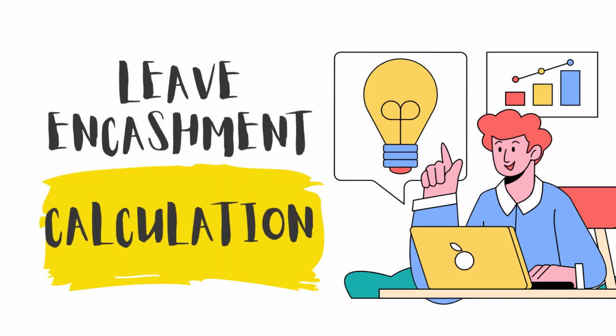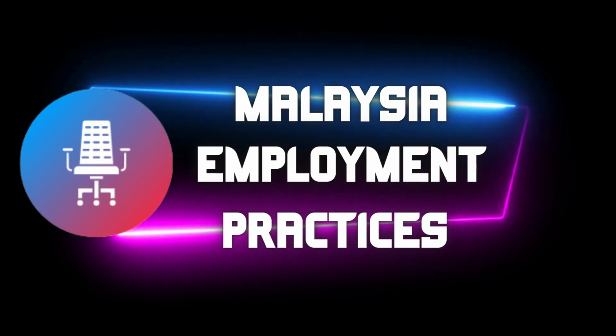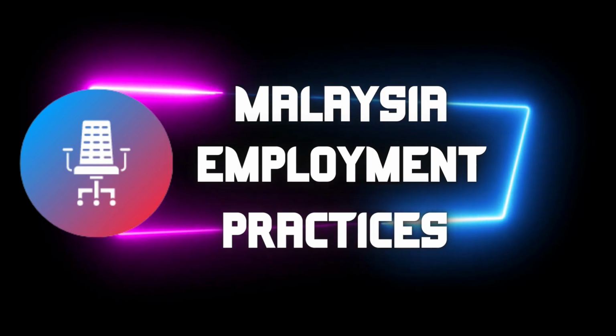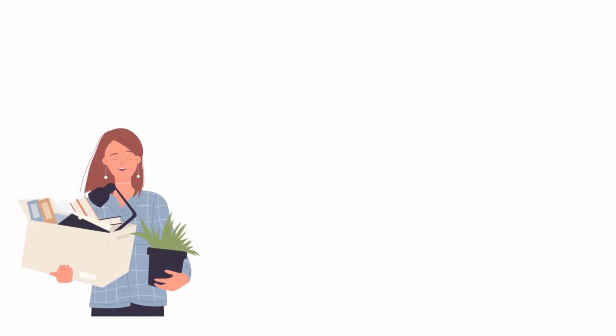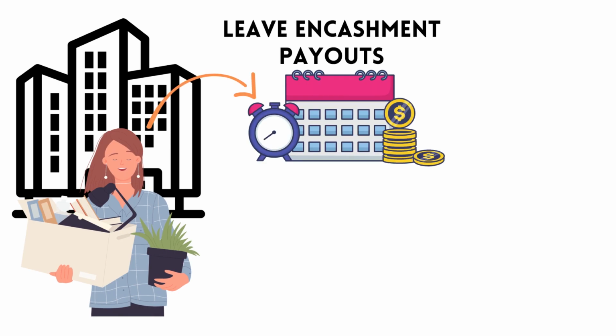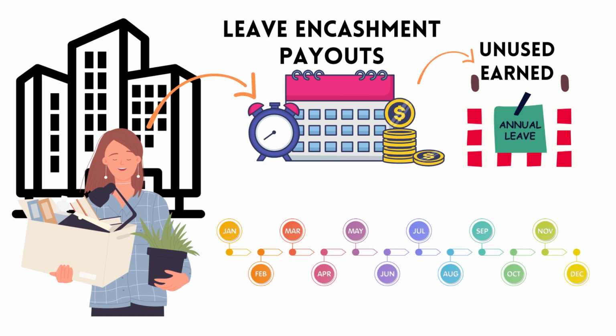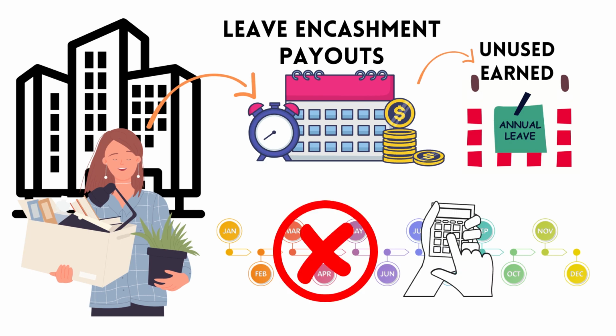In this video, we will be guiding you through how to calculate the leave encashment amount on the unutilized leave to be paid to employees who are leaving the organization. When an employee decides to leave an organization, they may be eligible for leave encashment payouts for their unused earned leave days. The annual leave entitlement should be prorated if the employee has not completed 12 months of service during the year in which his or her contract terminates.